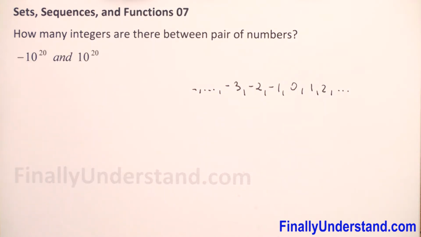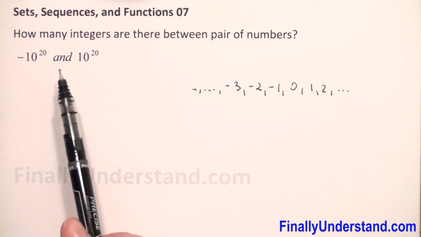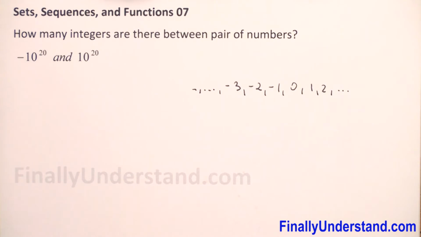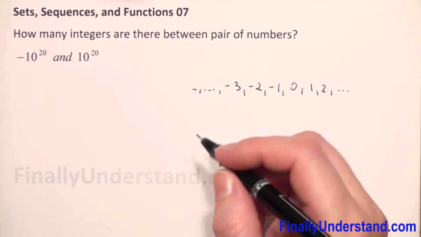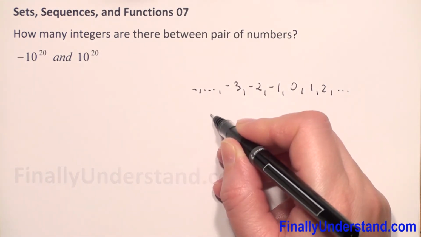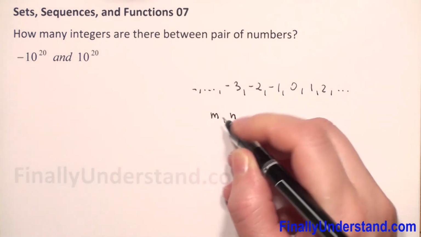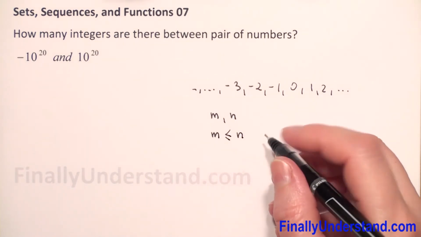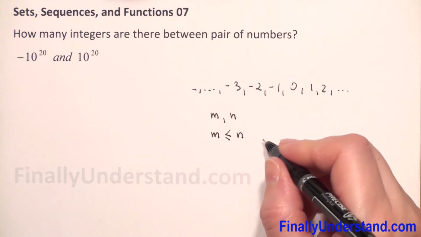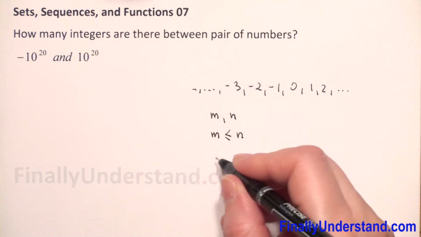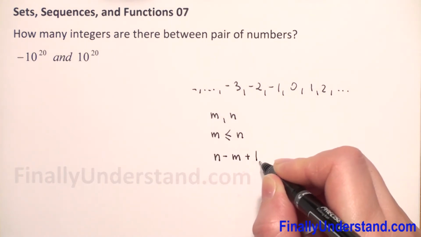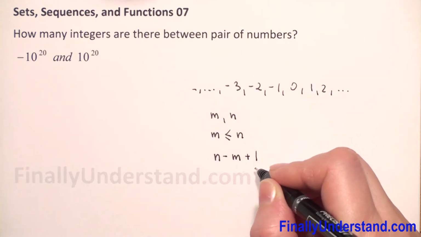So next step, it will be very difficult to write these whole numbers because we have 10 to power 20. So we will use a formula: when we have a pair of numbers m and n, where m is less than or equal to n, then the number of integers is equal to n minus m plus 1. We have to add 1 because we have to include both ends.